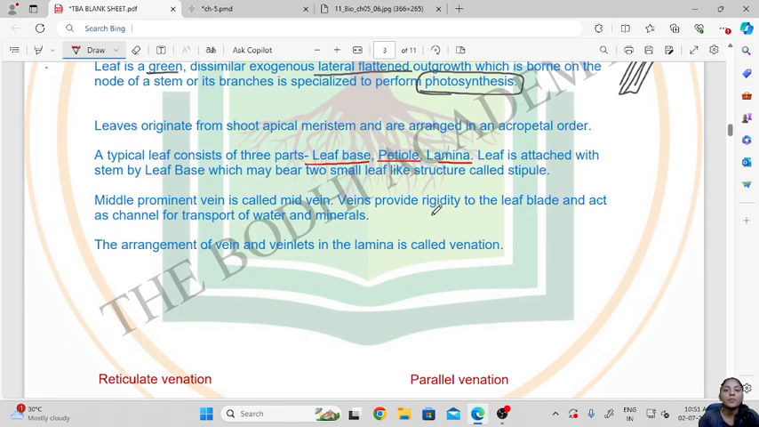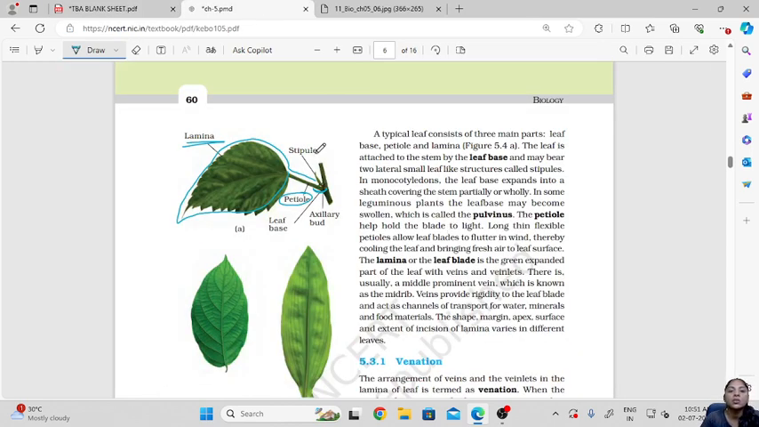Then the leaf is attached to the stem by the leaf base, which may bear 2 small leaf-like structures called stipules. Okay, so the leaf is attached to the stem. So this part is the stem. It is attached to the stem with the help of this petiole, and at the intersection these small structures could be present, called the stipules.